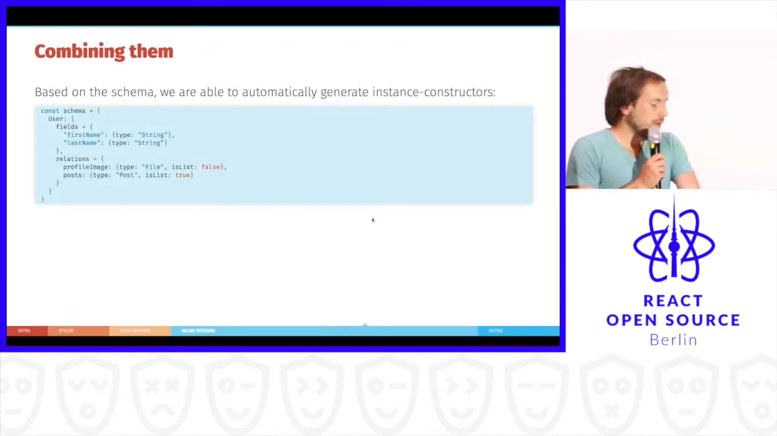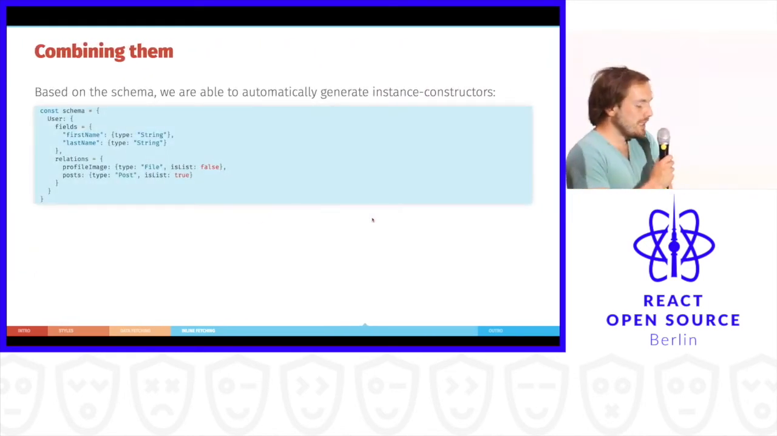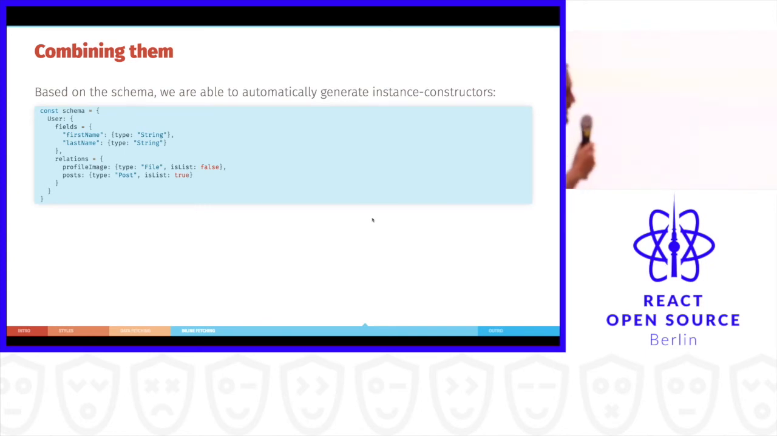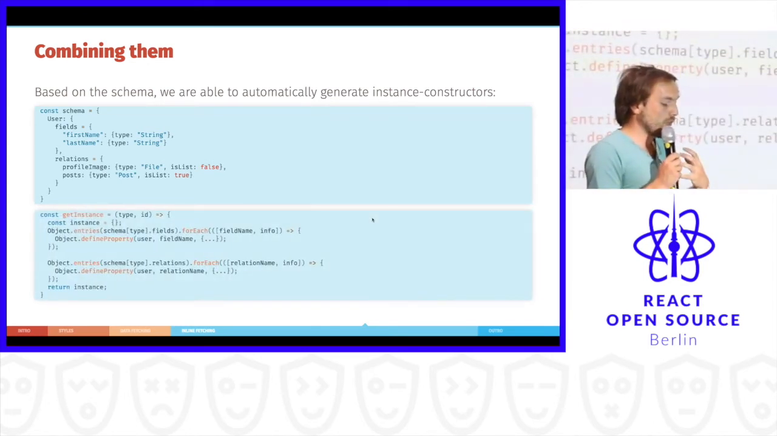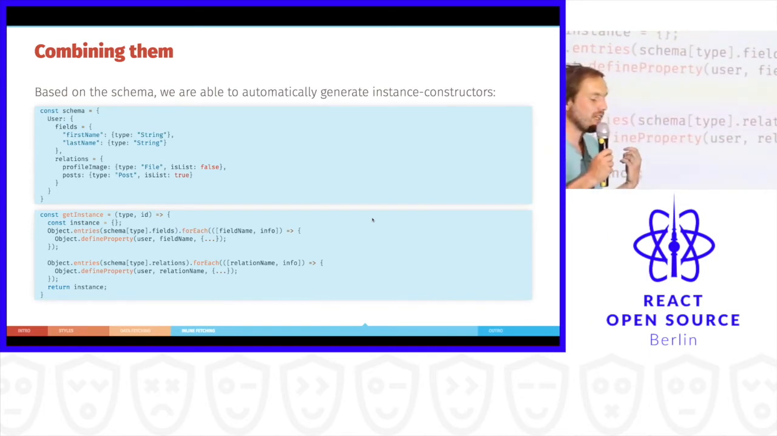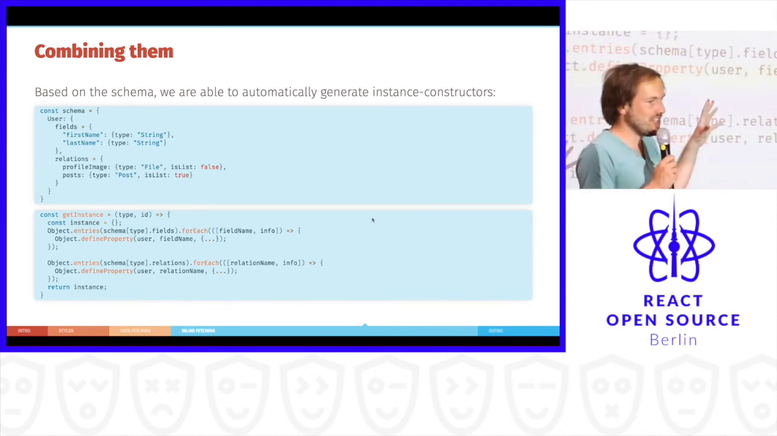So let's combine both our model schema as well as Object.defineProperty. So here you can see how I turned the GraphQL definition into a JavaScript object where we define both the fields as well as the relations. And we can use this information to create our getInstance method, which is able to return those magic instances by creating properties for both fields as well as relations.